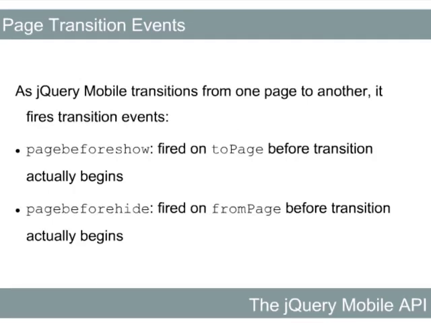In addition to that, because jQuery Mobile handles page transitions, it also has a set of transition events that it fires off as part of that process. So when you're transitioning from a page to a page, it fires off a set of events that happen before those transitions, and it fires off a set of events after those transitions. And the events fire on the two different pages. So page before show fires on the page that's being transitioned to before the transition actually happens, and before hide happens on the page that you're transitioning from before the transition actually happens.